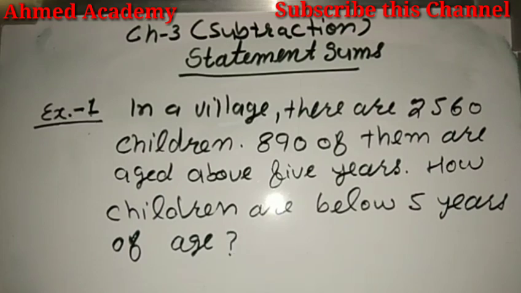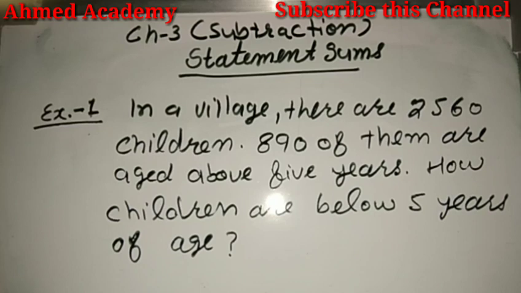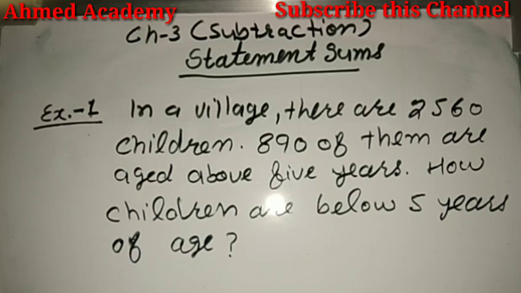So the first rule to solve the statement sum is, read the statement carefully and understand it. Second rule, underline the important information given in the statement. Third rule is, write the number on the right hand side of the equal to sign and write the word on the left hand side of the equal to sign. So here, read the statement carefully and then underline the important information given in the statement.